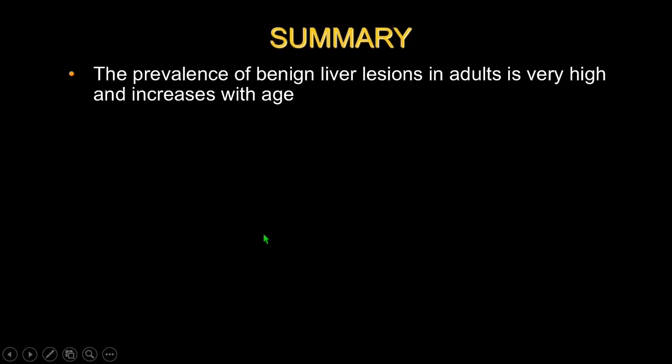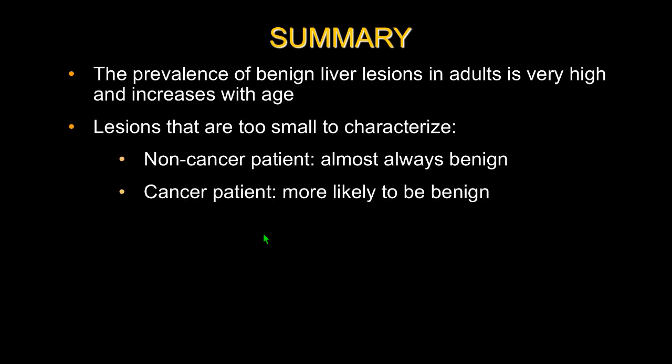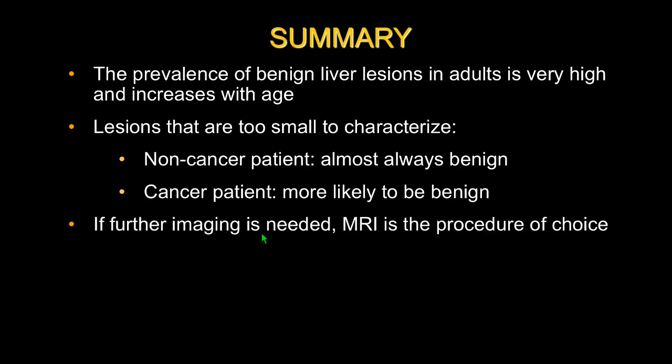So to summarize, the prevalence of benign liver lesions in adults is very high, and it increases with age. And we see these incidental liver lesions on a daily basis. Lesions that are too small to characterize in patients who do not have cancer are almost always going to be benign lesions and don't need to be evaluated further. Even in cancer patients, they're more likely to be benign, but of course, we need to follow these patients because they are at risk for metastases, and so at the very least, we need to do imaging follow-up.